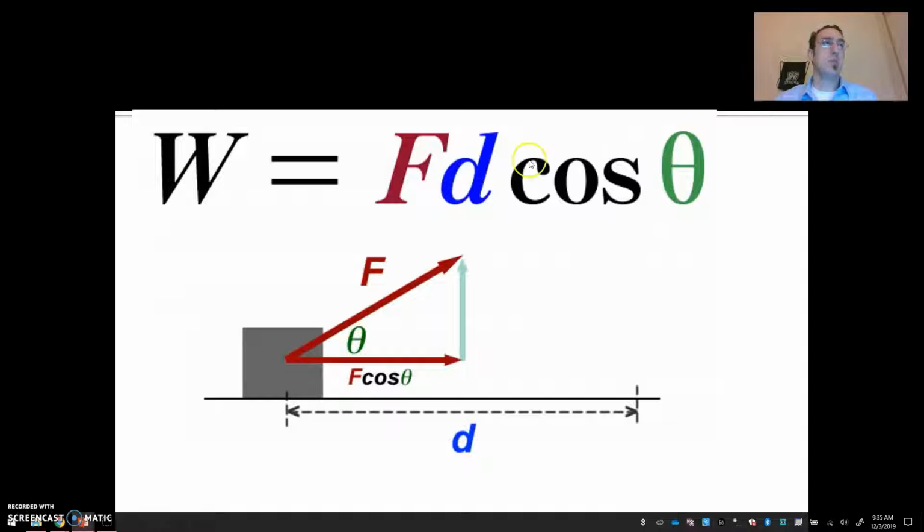So sometimes we will incorporate this cosine theta part. That would be like if you pulled something up at an angle. If you think of like a suitcase that has wheels and you're dragging the suitcase, you probably have an angle between the floor and your arm. So that's when you would use this, and you would need to plug in this angle there. But the force is still how hard you're pulling it, and the d is the displacement, how far you move it.